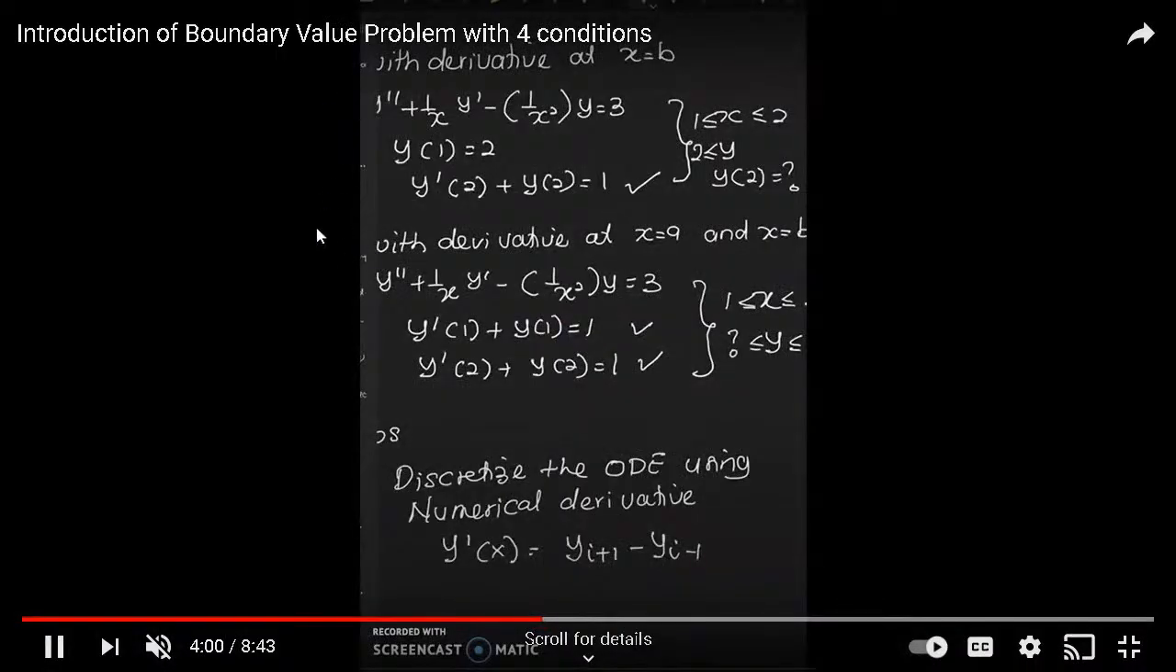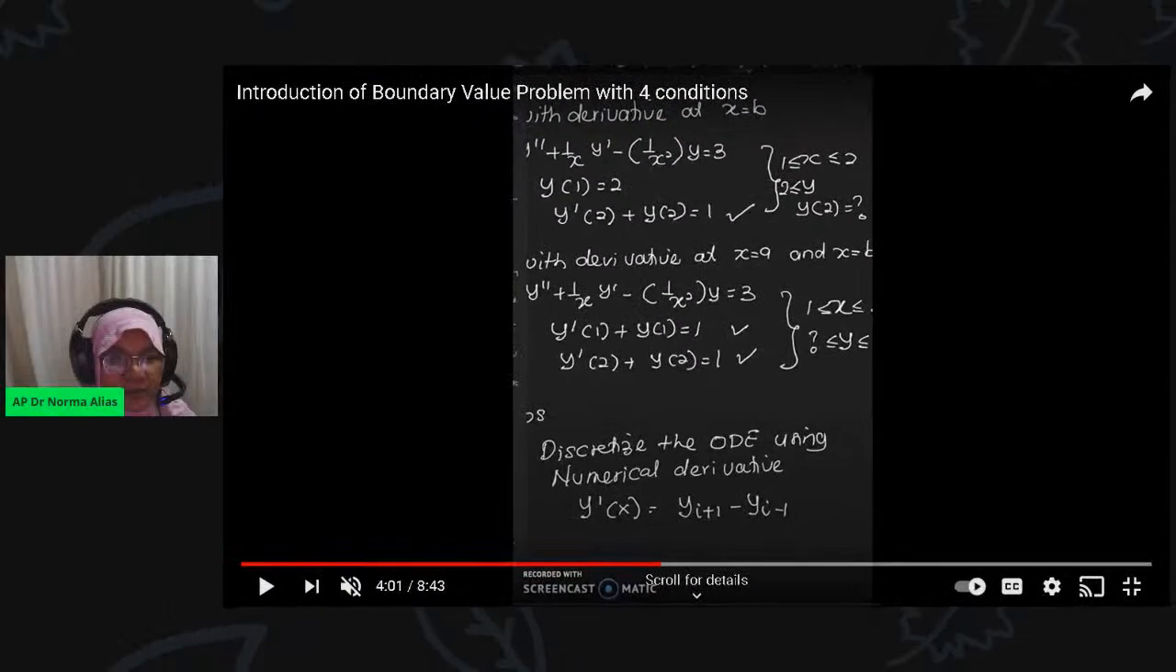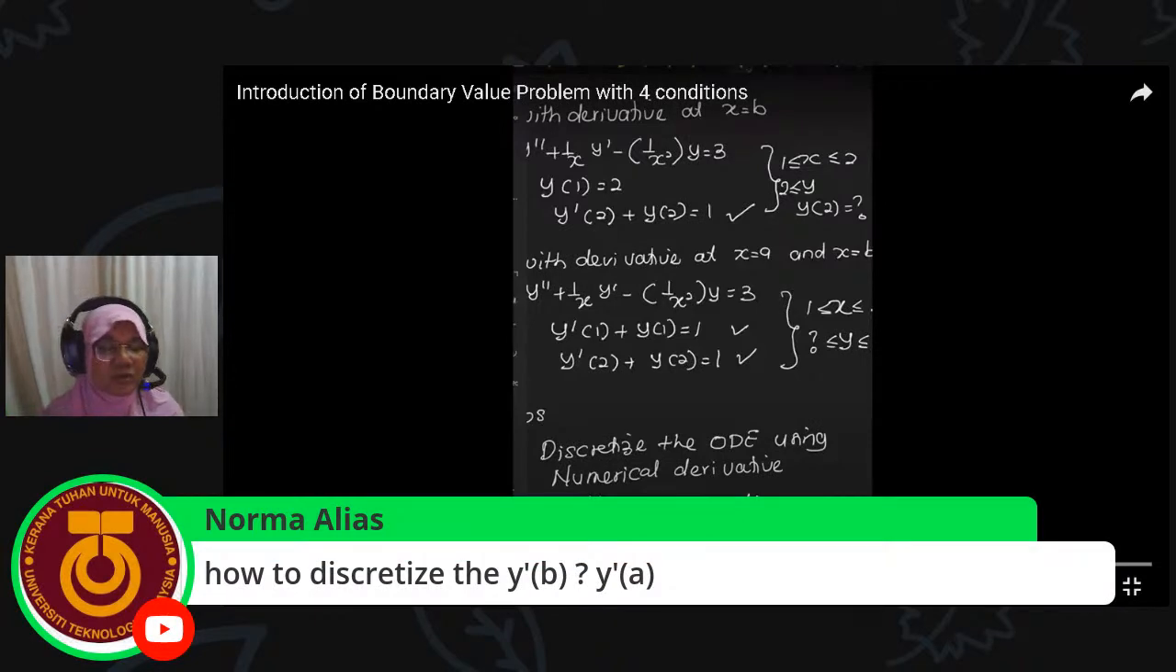I'm going to stop here. I want to share my question with you. My question is how to discretize the boundary. Let's say I want to put y prime b at the last one, or y prime a at the first. So my question is how to find the derivative at the corners, the last corner and the first corner. Use formula chapter 5.8, the center difference formula.